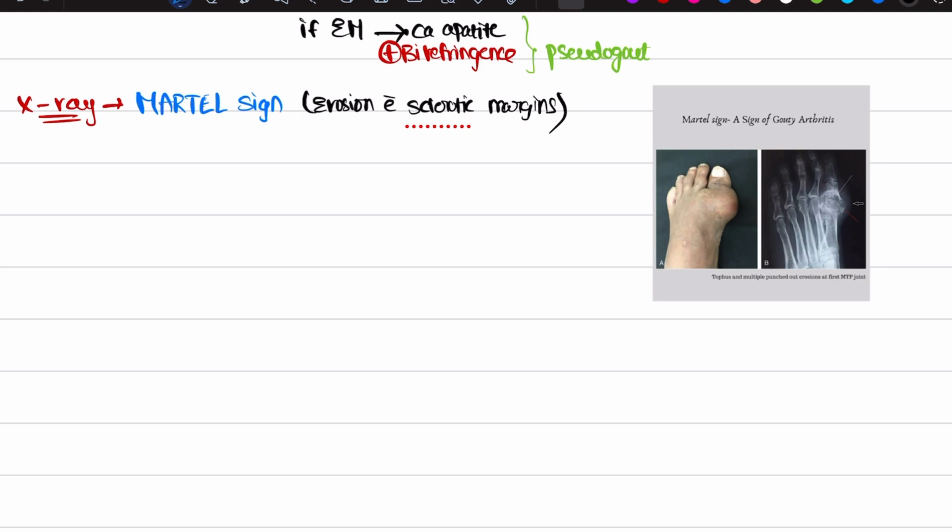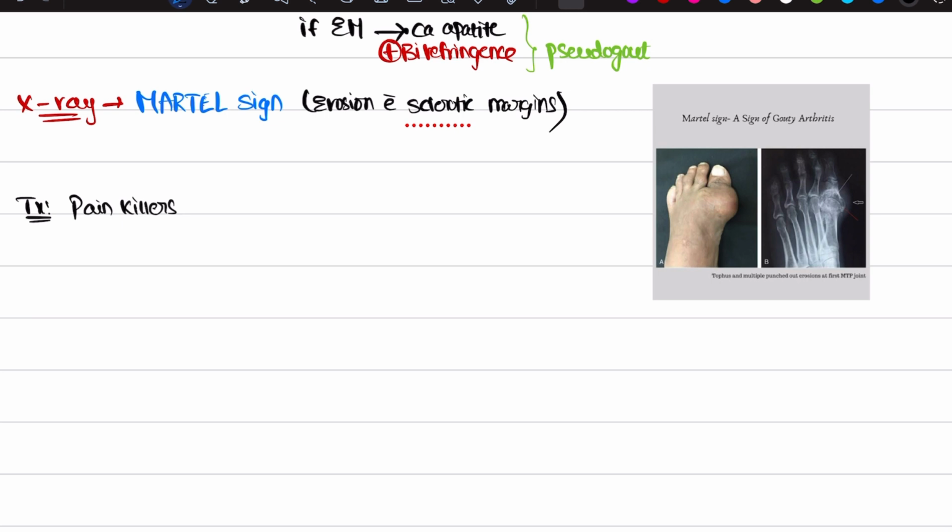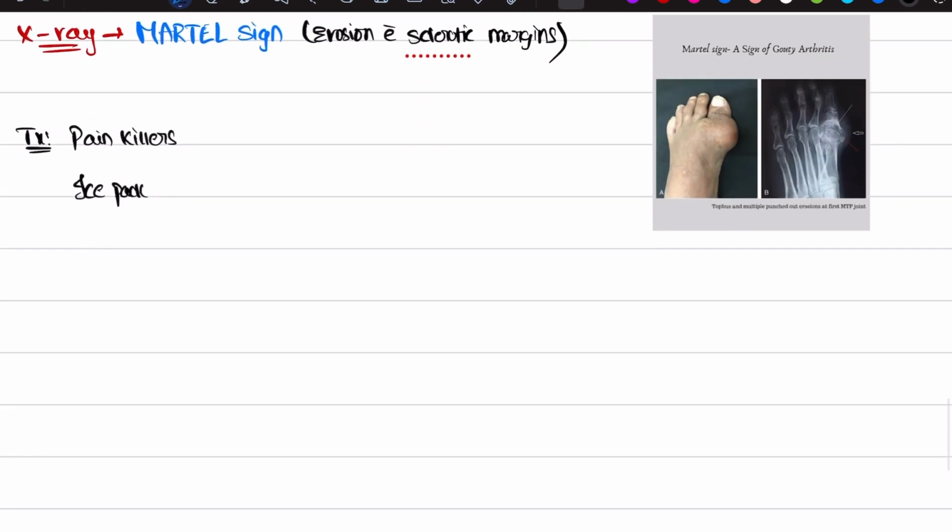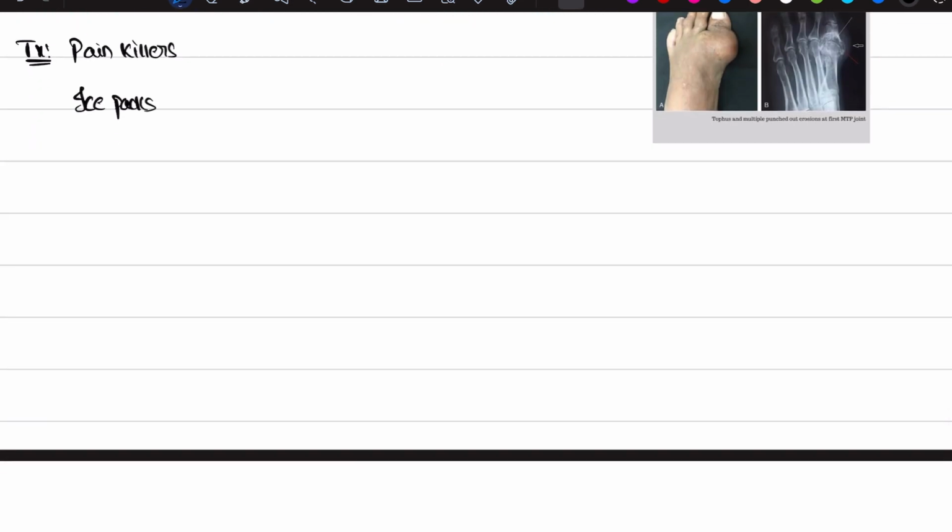So the treatment (TX means treatment) we are going to give the patient is, first, we give painkillers. And we ask the patient to put ice packs to reduce inflammation and redness. Okay, ice packs. And we give steroids. We give the steroids so it will decrease further inflammation. It does not slow the progression, but it will decrease the inflammation. That's why we prefer the steroids.